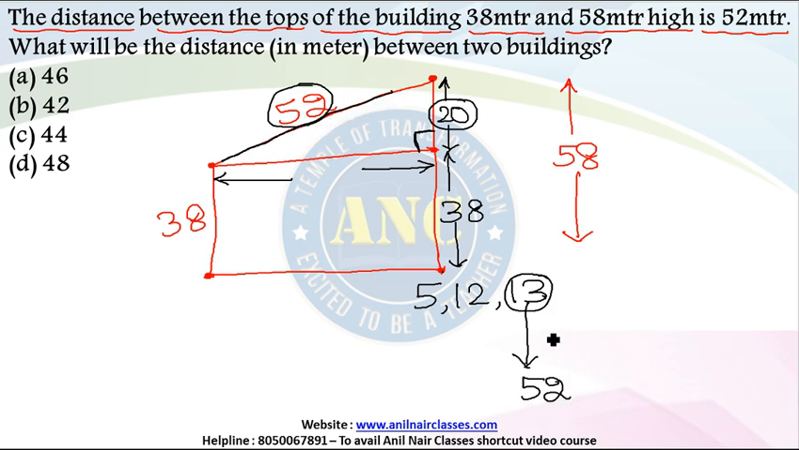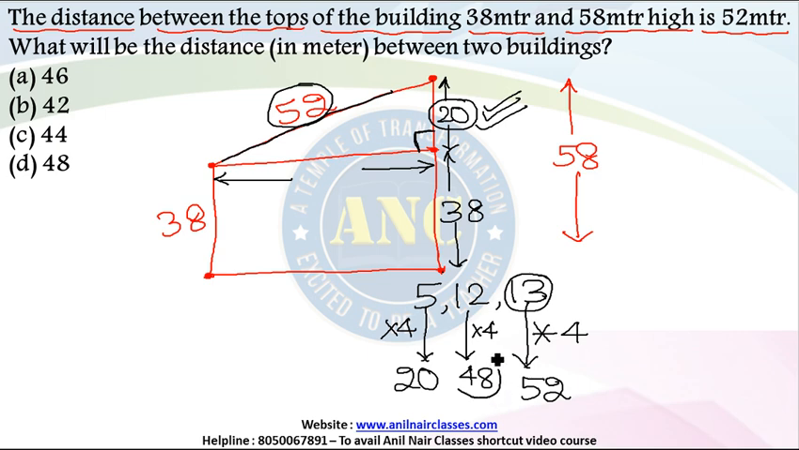13 is becoming 52. Multiply by 4. 5 also multiply by 4. 5 into 4 is 20, and the 20 only is what I have got here. 12 into 4 is 48. The value of the other side, or the distance between two buildings in this question, is 48 meters. So easily by using Pythagorean triplets, we can solve all these questions in the easiest format. I hope the idea is very clear for you people.